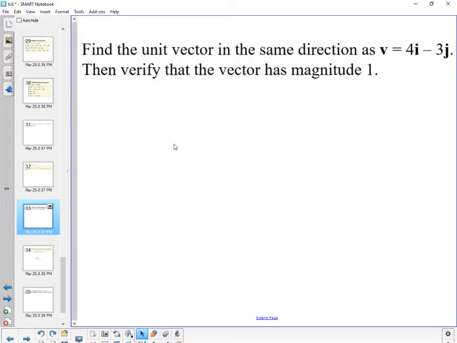So first thing you want to do is find the magnitude, so that you can divide by the magnitude. That's 25, divided by the square root of 5... 5, yeah, divided by 4, 3 over 5, j. Did it do? Got it.